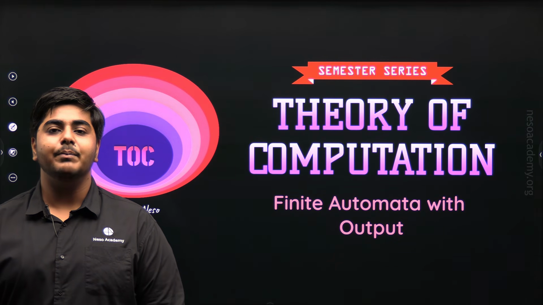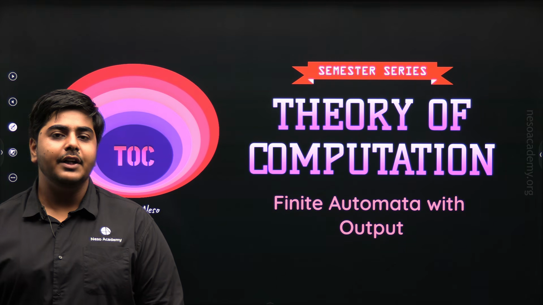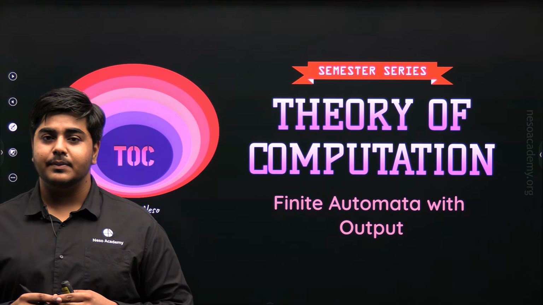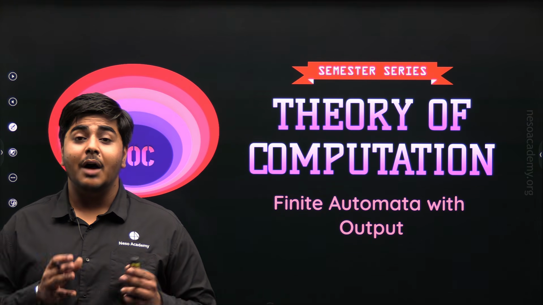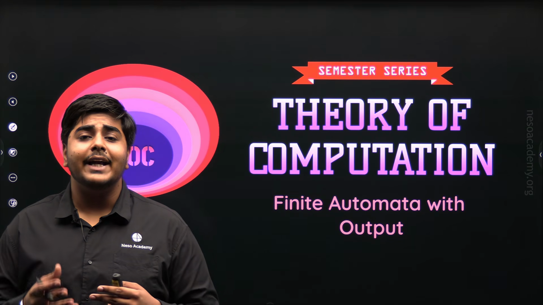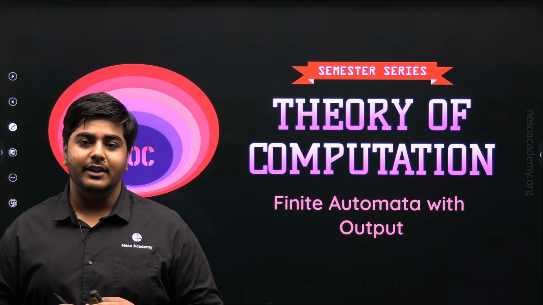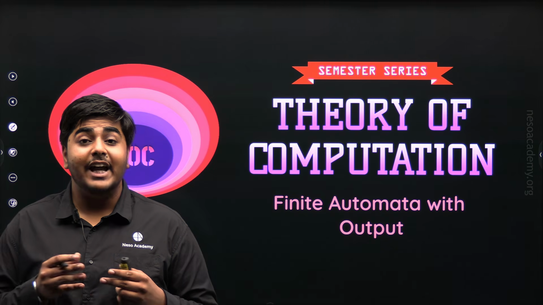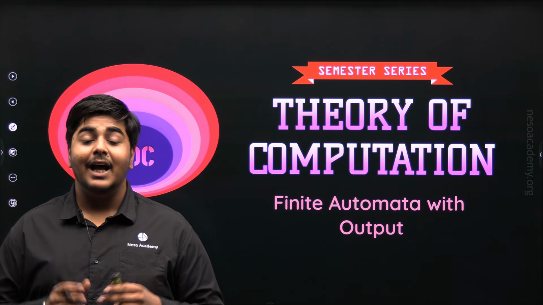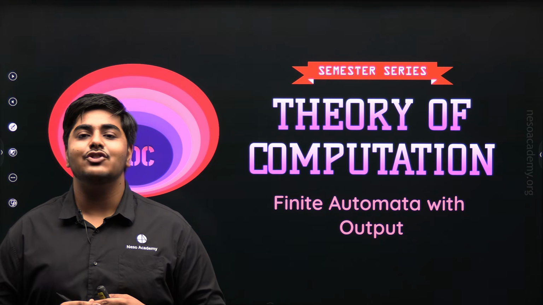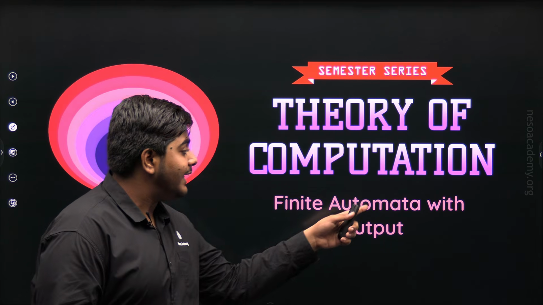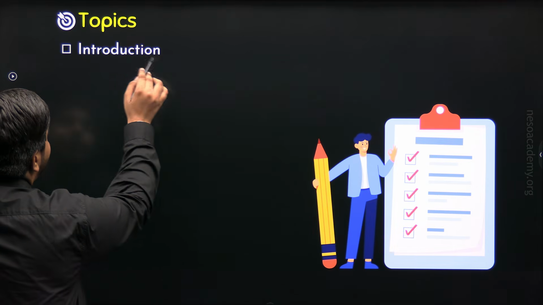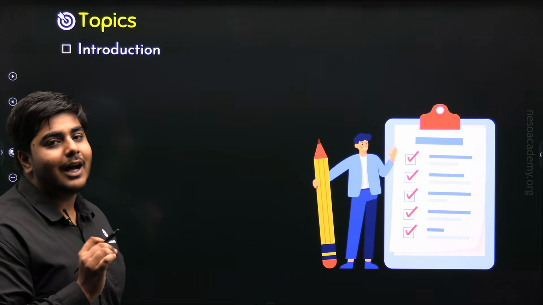We are learning theory of computation and till now we have understood finite automata that accept or reject the input strings. But have you ever thought a machine can do something more than just saying accepted or rejected? What if a machine could also produce output for every input it receives? And that's what we are going to study in this lecture. That is, finite automata with output. So the topic for this lecture is Introduction to Finite Automata with Output.